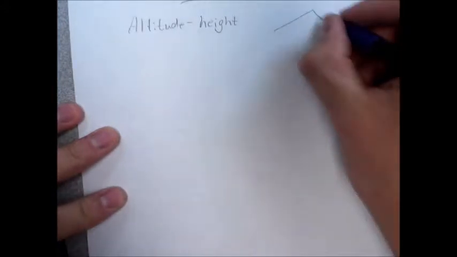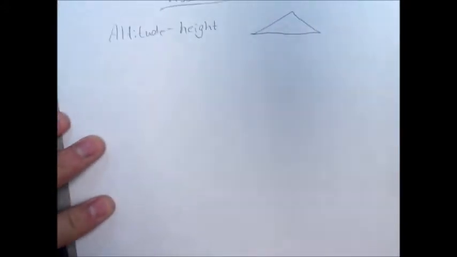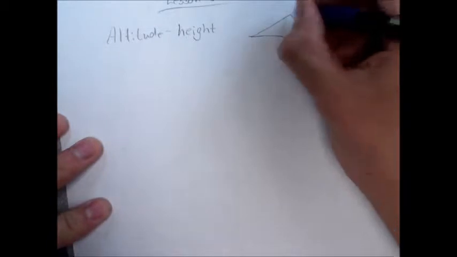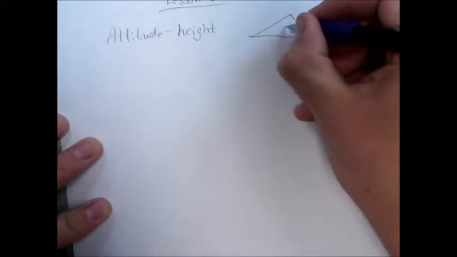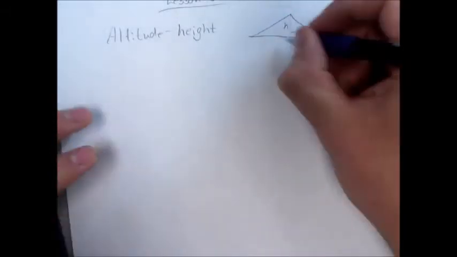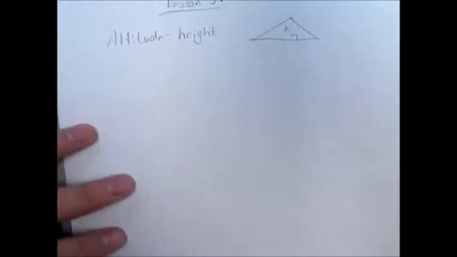Okay? So to describe this, if I had a triangle, I'll just draw one real quick, and I wanted to find the altitude of it, I would take its highest point and make it a perpendicular with the base, and my altitude would be the height, what I just labeled h. Okay?